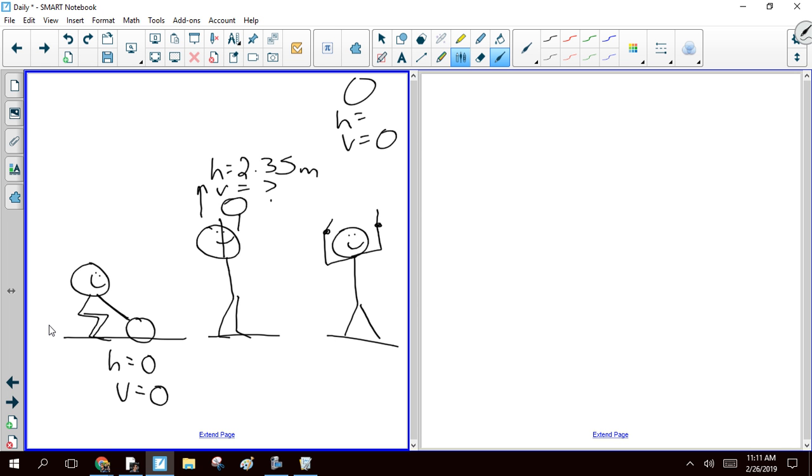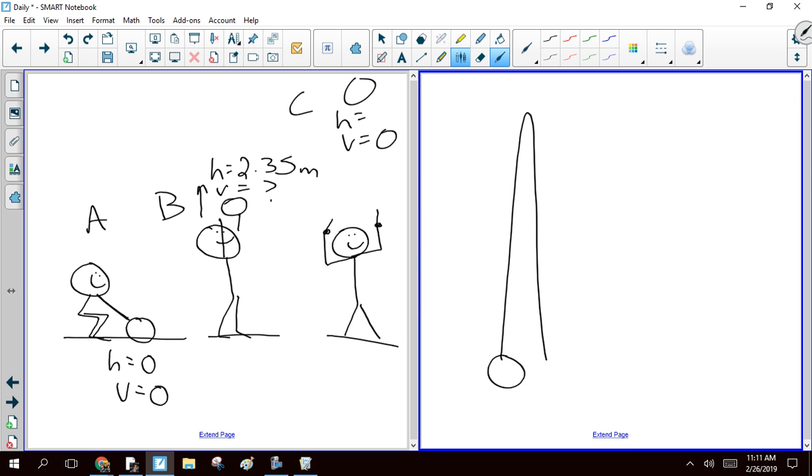Good? All right, now I'm going to simplify this. Let's call this point A, point B, point C. So let's just make one drawing. So here's the barbell. It's going to go up. It's going to come down. So here's point A on the ground. Here's point B where he releases it. Here's point C at the top of the path. Follow?